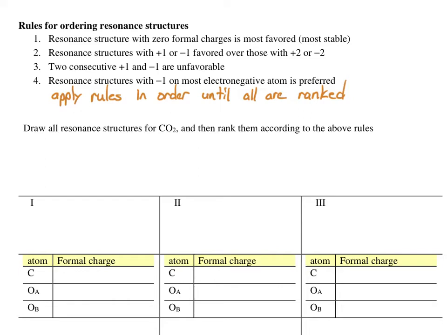We're going to rank resonance structures. There's some rules for ordering resonance structures, but they don't apply until we have the structures themselves. So let's start. We have one carbon atom. It's going to contribute 4 valence electrons, 2 oxygens, each of which contribute 6. So we have a total of 16 valence electrons.